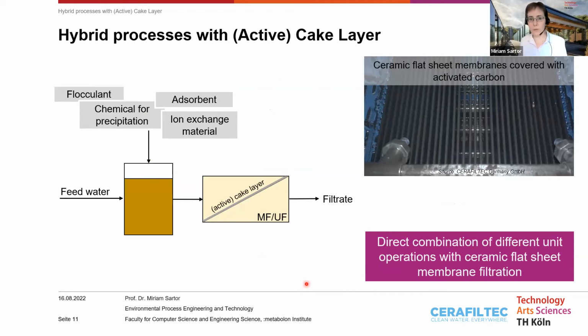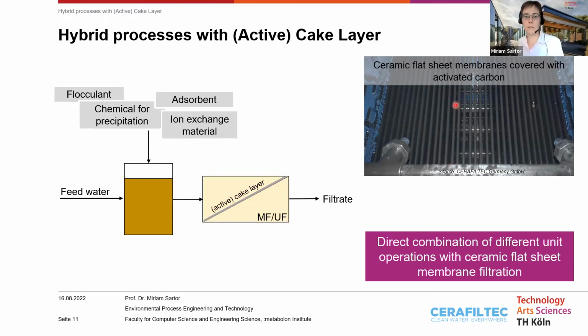I always put this "active" in brackets, and you will see it on the next slide, what is happening, why we have active or not active. What we are doing with hybrid process is a direct combination of different unit operations with ceramic flat sheet membrane filtration. Direct combination of different unit operations means that we directly add flocculants, chemicals for precipitation, adsorbents, or ion exchange materials to the feed water, form a filter cake specifically dedicated to the filtration task on the membrane, and then suck the water through the membrane and have a clean filtrate.